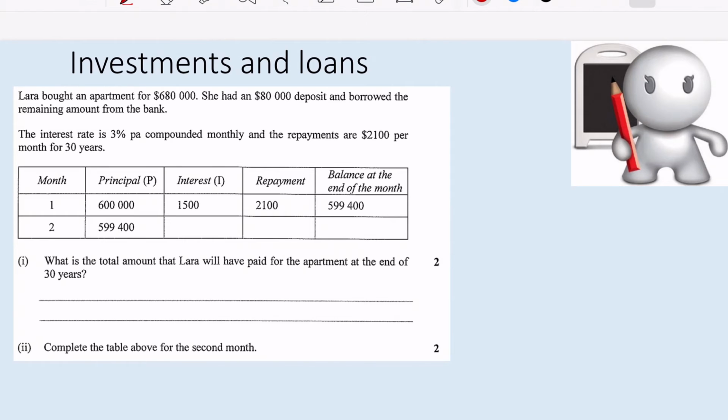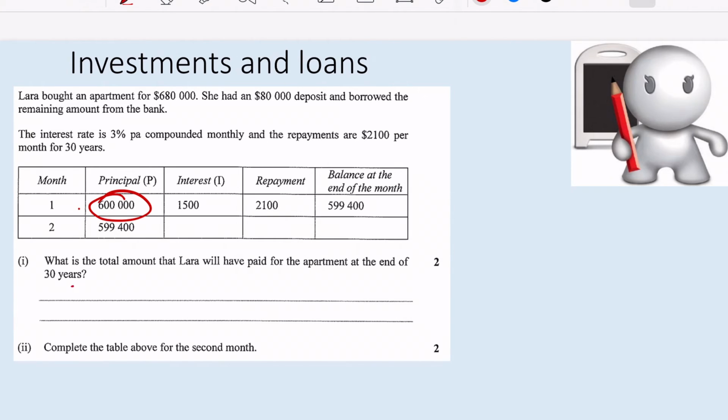Okay, so let's have a look at this loan question. Lara bought an apartment. She had an $80,000 deposit and borrowed the remaining amount from the bank. So she actually borrowed $600,000. The interest rate is 3% compounded monthly and the repayments are $2,100 per month for 30 years. What is the total amount that Lara will have paid for the apartment at the end of the 30 years?